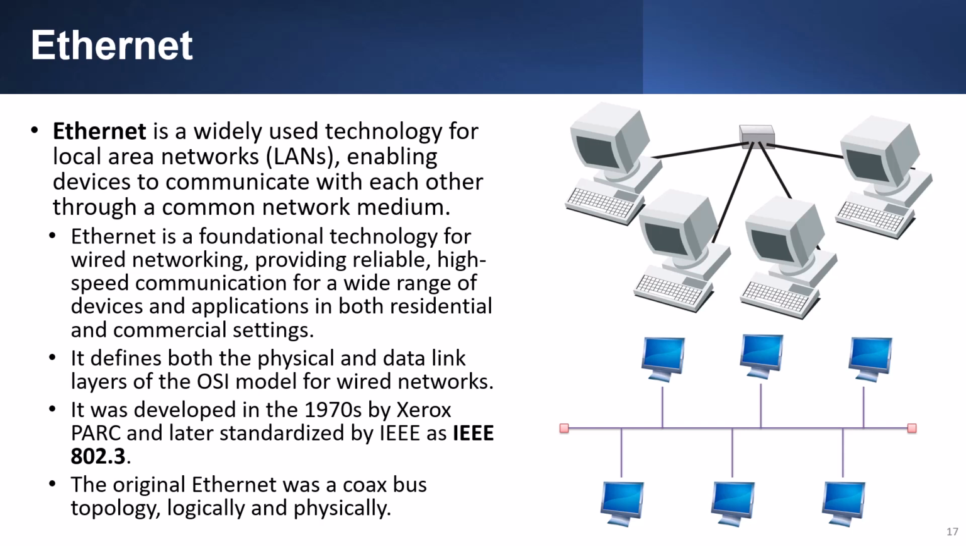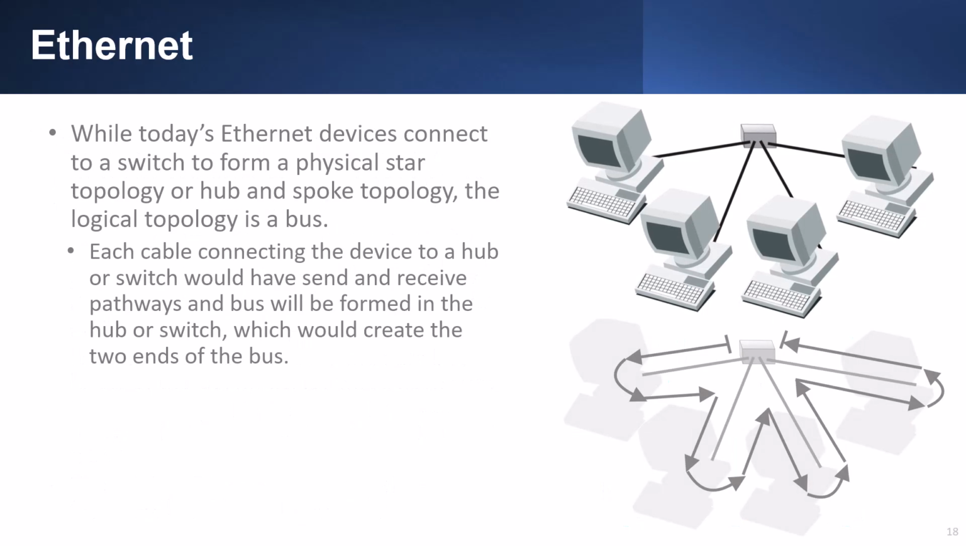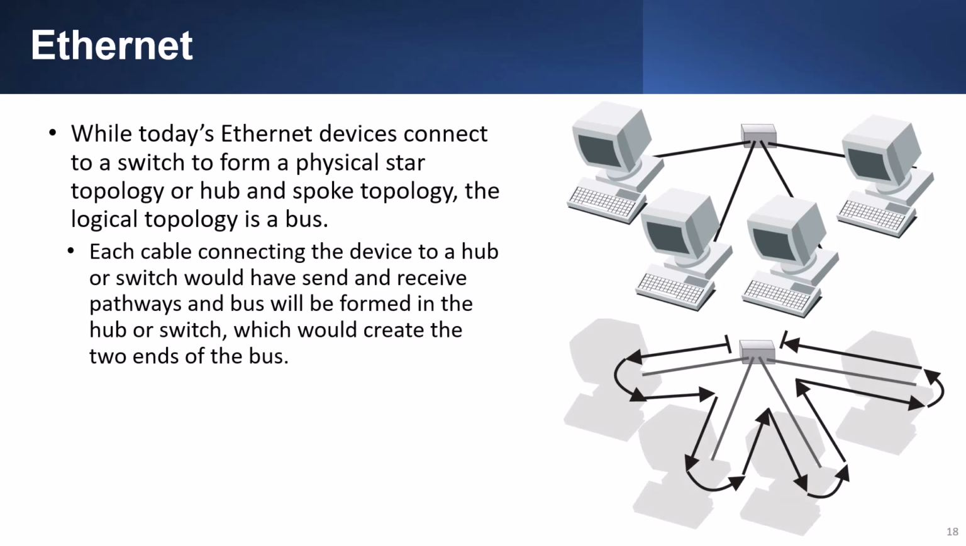The original Ethernet was a coax bus topology, logically and physically. While today's Ethernet devices connect to a switch to form a physical star topology or hub and spoke topology, the logical topology is a bus. Each cable connected from the device to a hub or switch would have send and receive pathways, and the bus will be formed in a hub or switch, which would create the two ends of the bus.